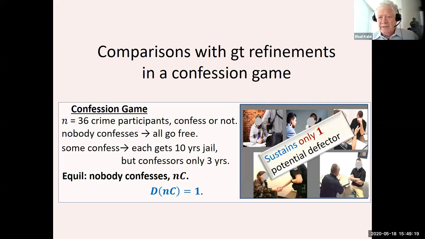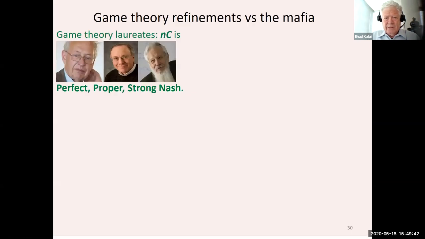Equilibrium: nobody confesses. It's easy to see that this is an equilibrium. Why is that? Because if nobody confesses, if I don't confess, I go free. If I confess, I'll get 3 years. So why would I want to confess? Nobody confesses is an equilibrium, but I say that the defection index of this is only 1.